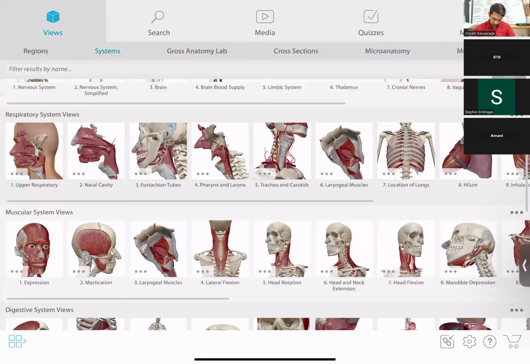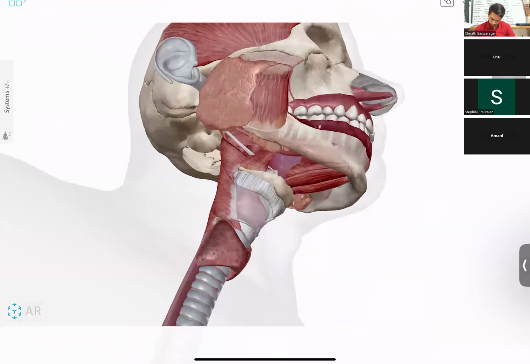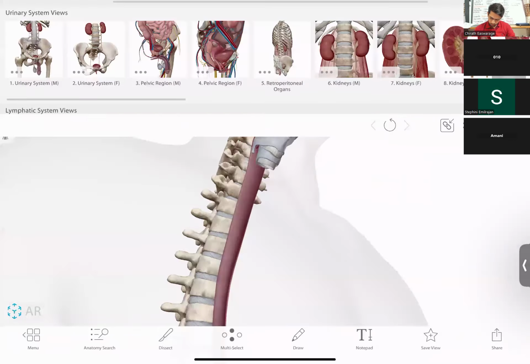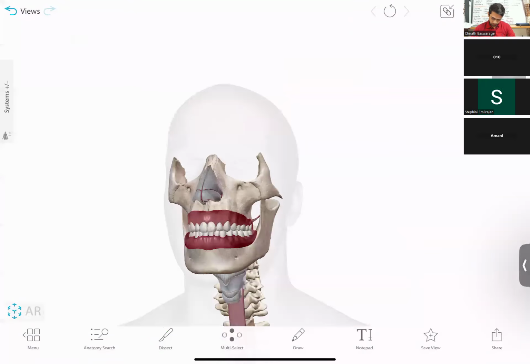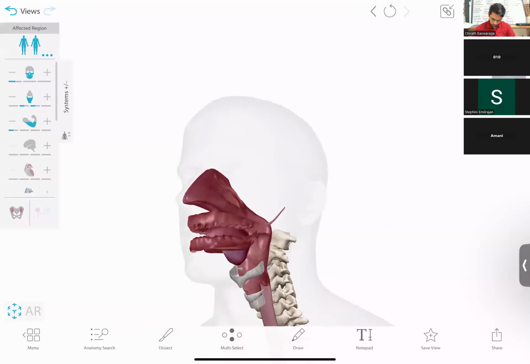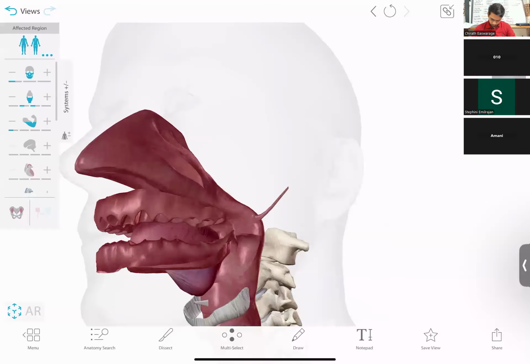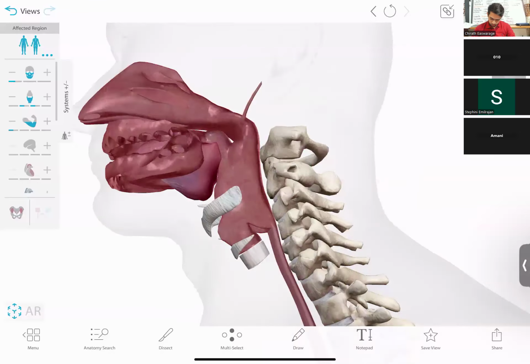We can finish within today. So this is a nice simple digestive system. I'll remove these bones. So this is your oral cavity, with the tongue also. So from the oral cavity, where do we go first?